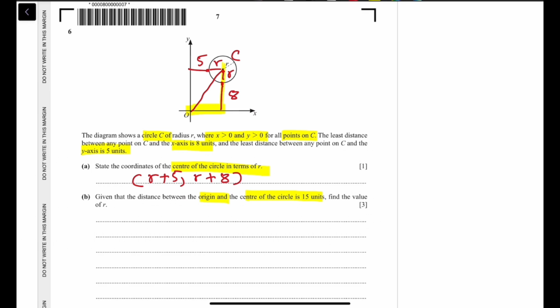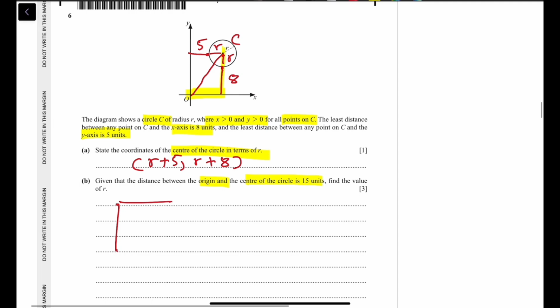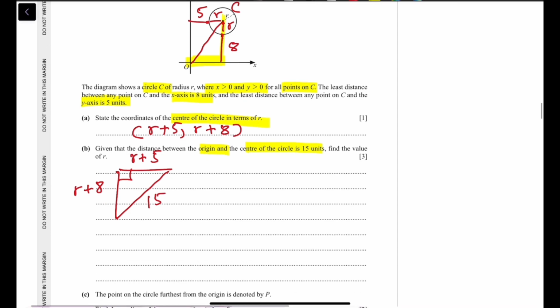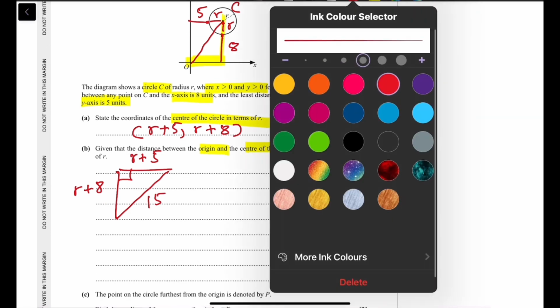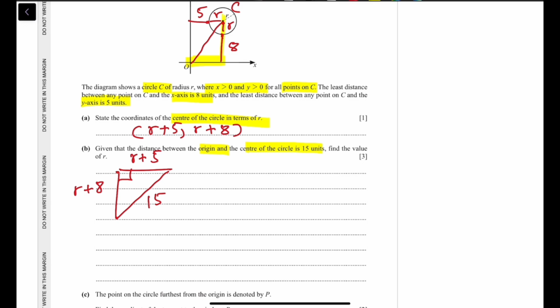So what that forms is actually a right angle triangle if we look at that. r plus 8 is here, r plus 5 is here, and the hypotenuse is equal to 15. And therefore, since it's a right angle triangle, we can use the Pythagorean theorem, where a squared plus b squared equals c squared. So r plus 5 squared plus r plus 8 squared equals 15 squared.